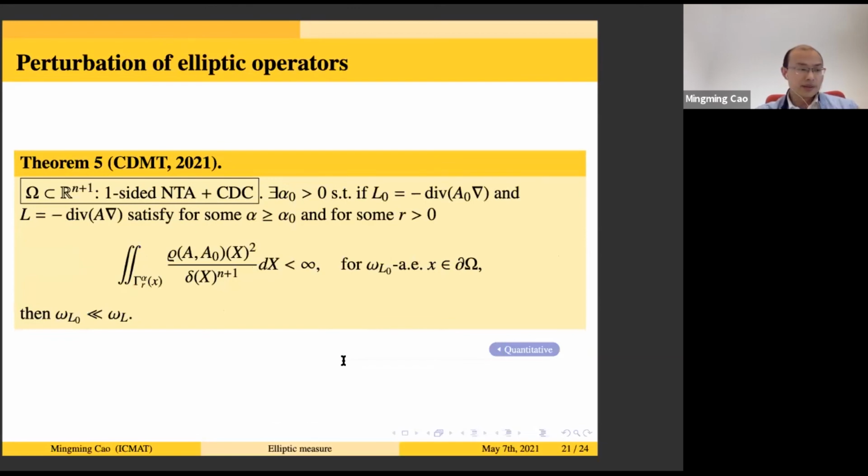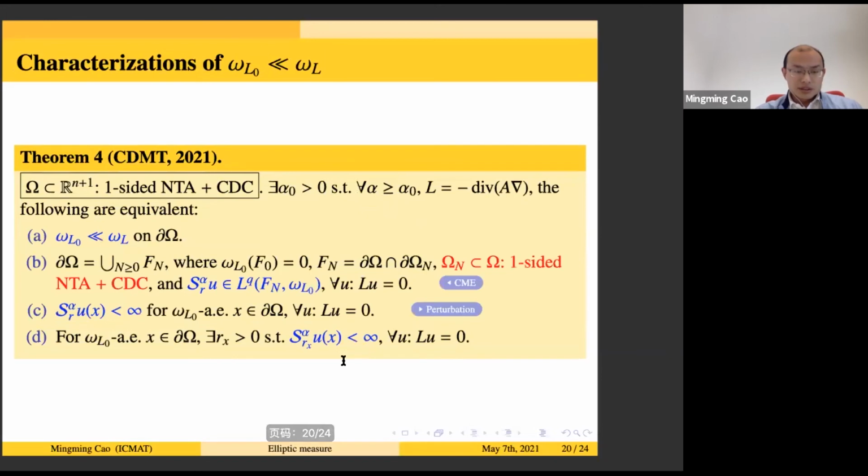Let us see this. Okay, this result says that absolute continuity can be characterized by the local LQ estimate for the truncated square function. It can also be characterized by the finiteness almost everywhere of the truncated square function for the bounded weak solution. Okay, let us compare this result with theorem 1.